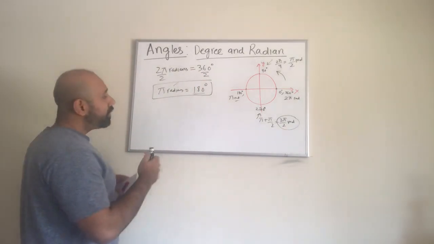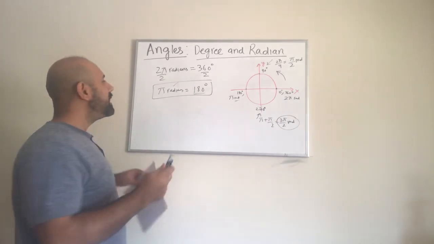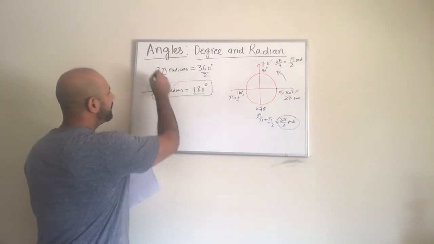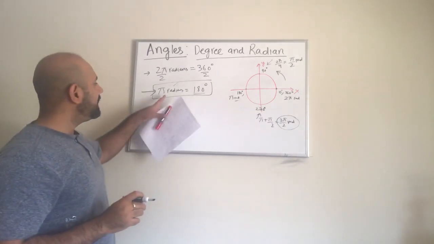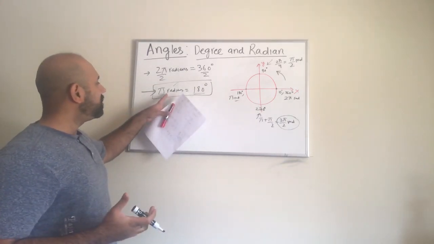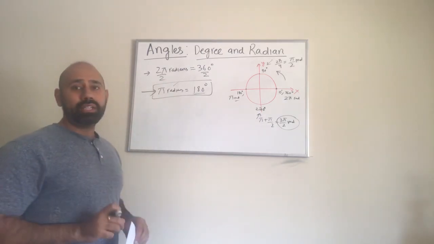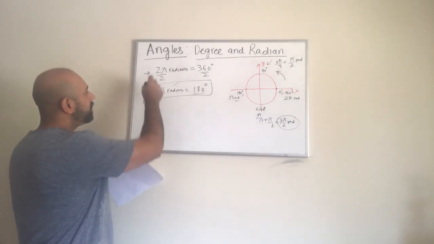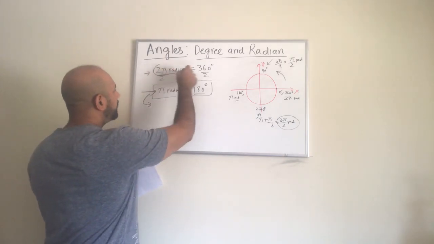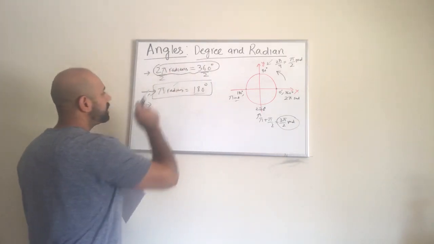Now, for calculation purposes, guys, we like to use this ratio rather than the 2 pi thing. It's up to you which one you want to use, but it is more convenient to use pi radians is 180 degrees. So we should try to use this to convert. We can also use the other one, the one that we started with, but I think it is going to be easier to use this one.